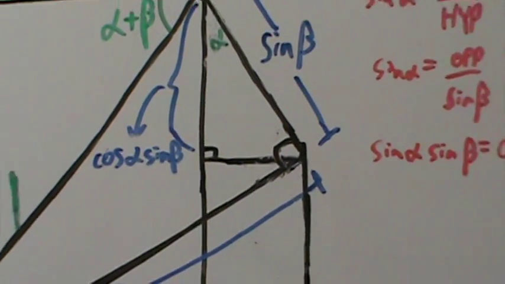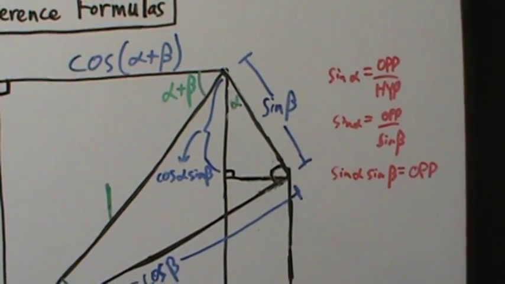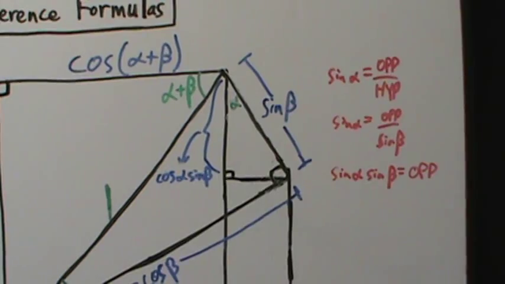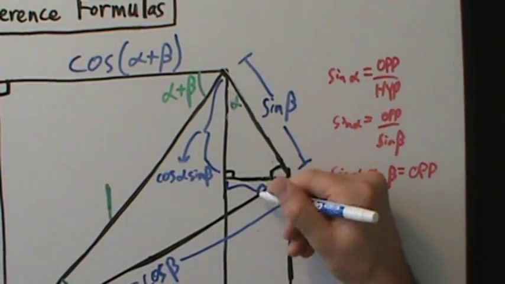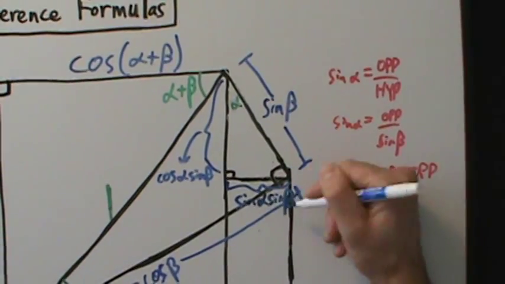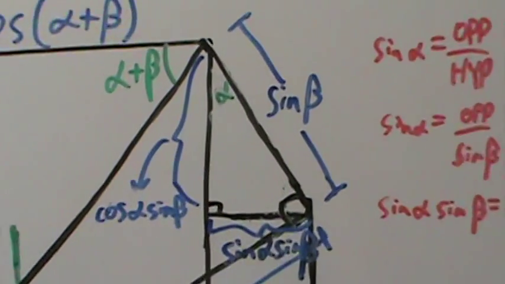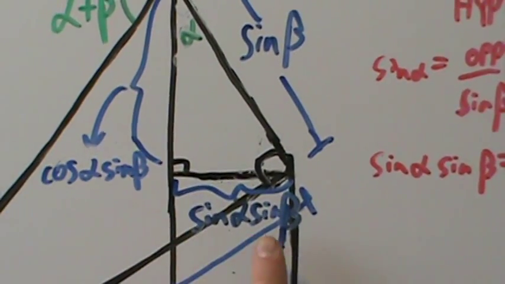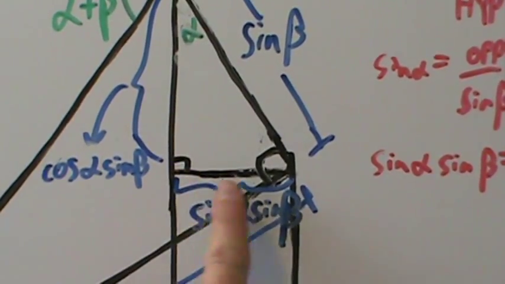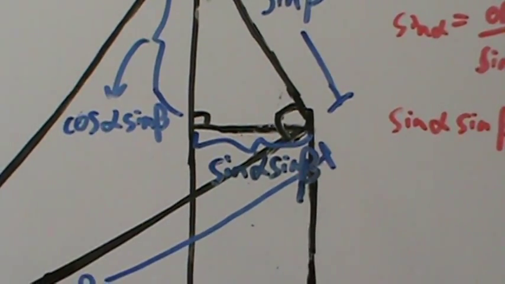So let's zoom out a little bit. So this right here equals sine of alpha sine of beta. That's sine of alpha sine of beta equals the length of this opposite side, the side opposite angle alpha.